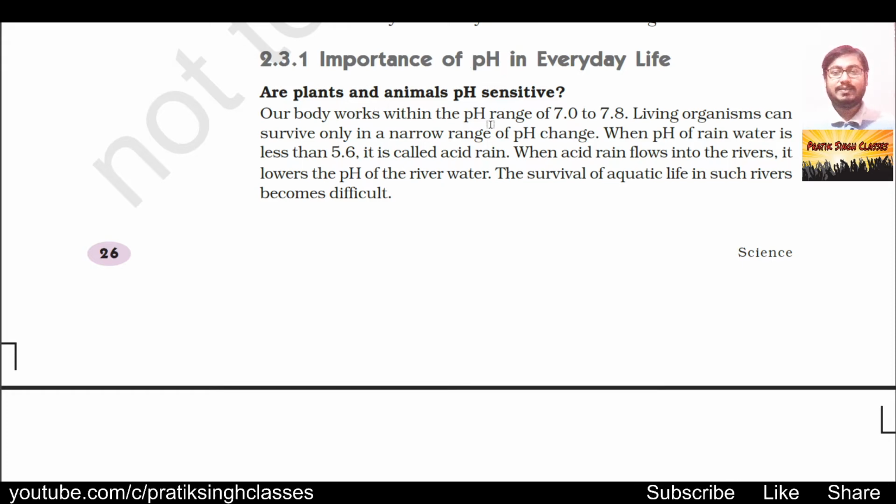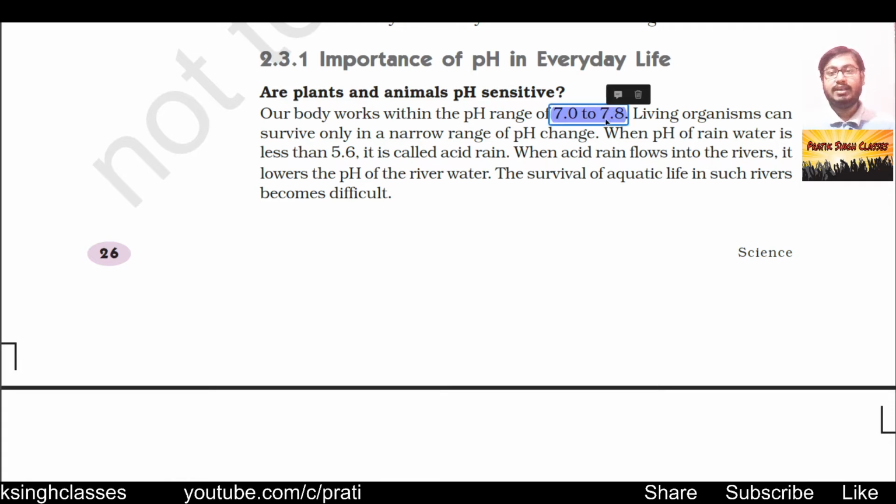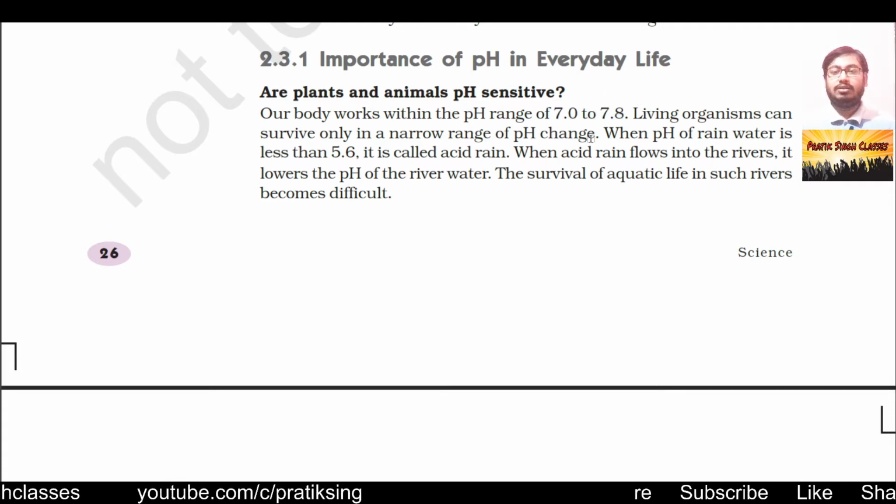Are plants and animals pH sensitive? Our body works within the pH range of 7.0 to 7.8, so slightly basic. Living organisms can survive only in a narrow range of pH change.